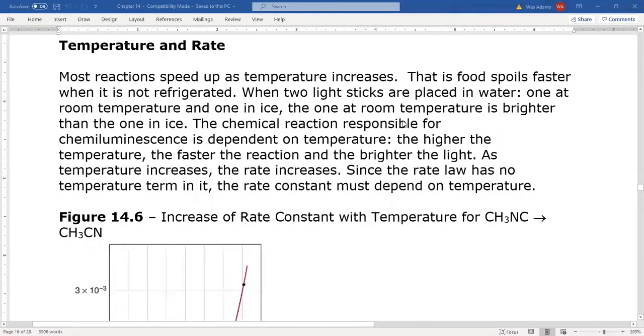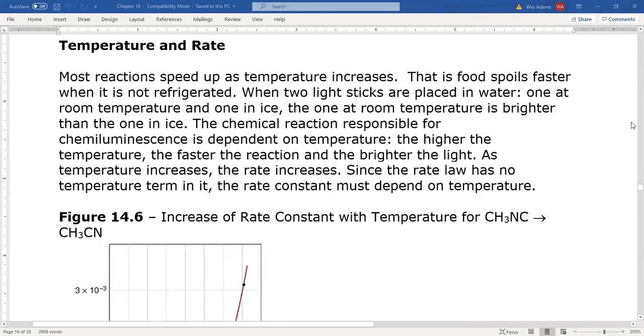Okay, let's talk a little bit about temperature and rate. Most reactions will tend to increase in rate as the temperature increases. For example, foods spoil faster when they're not refrigerated. If you got two light sticks in water, one in room temperature water, one on ice, the one at room temperature will glow more brightly than the one in the ice because the reaction in the glow stick is occurring more quickly.